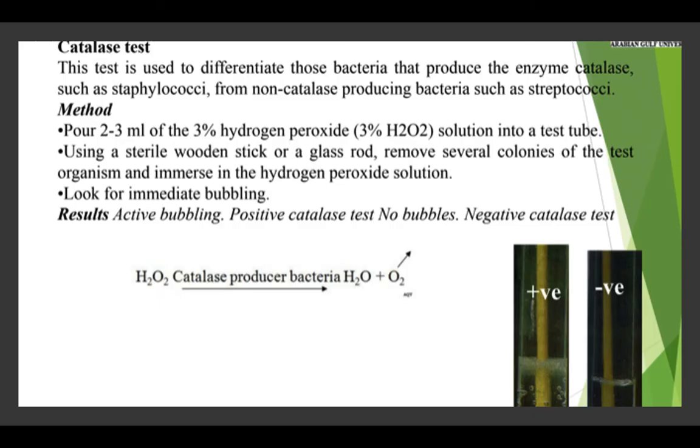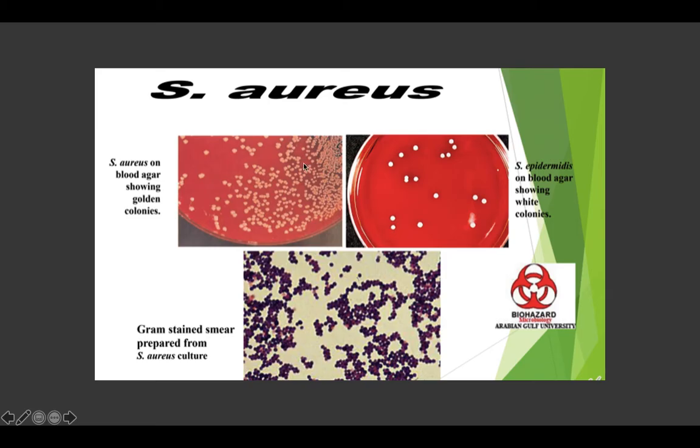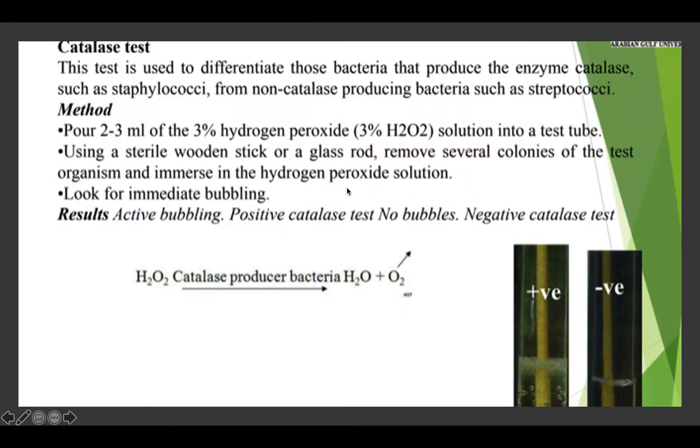Now lastly, you can do this test, which is known as the catalase test, to differentiate between the Staphylococcus and Streptococcus. The Staphylococcus will produce the enzyme catalase, but the Streptococcus will not produce it. So what you do, you put hydrogen peroxide in two tubes. Then you add the organism, which is the colony. The colony means one organism has multiplied and given you a colony, like this. So you will put it inside.